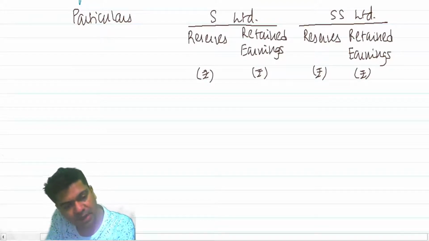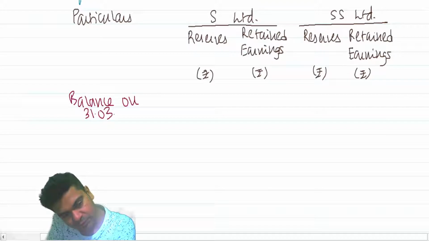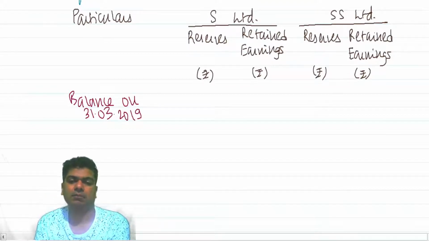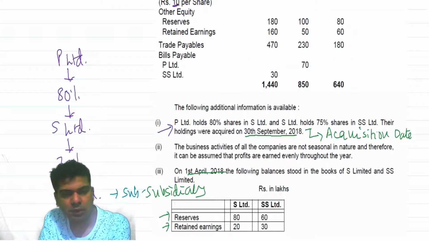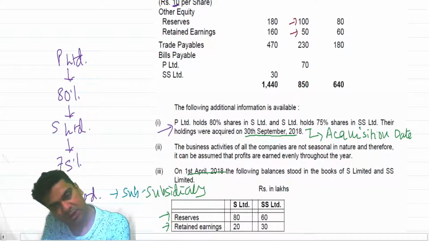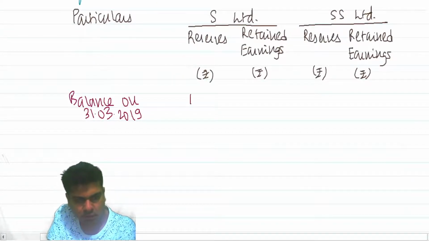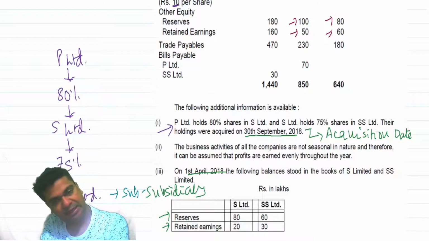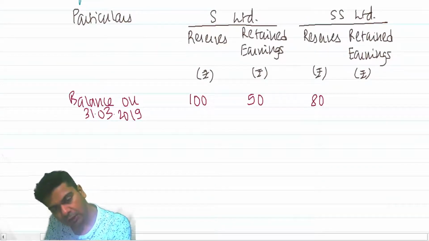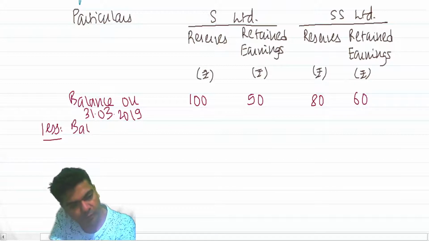We'll start with the closing balance. So we say balance on 31st March 2019. These are the closing balances which are given for the reserves and the retained earnings. 150, and for the other company it is 80 and 60. We haven't come across any point of dividend or anything, so from the closing balance we will deduct the opening balance. Balance on 1st April 2018.